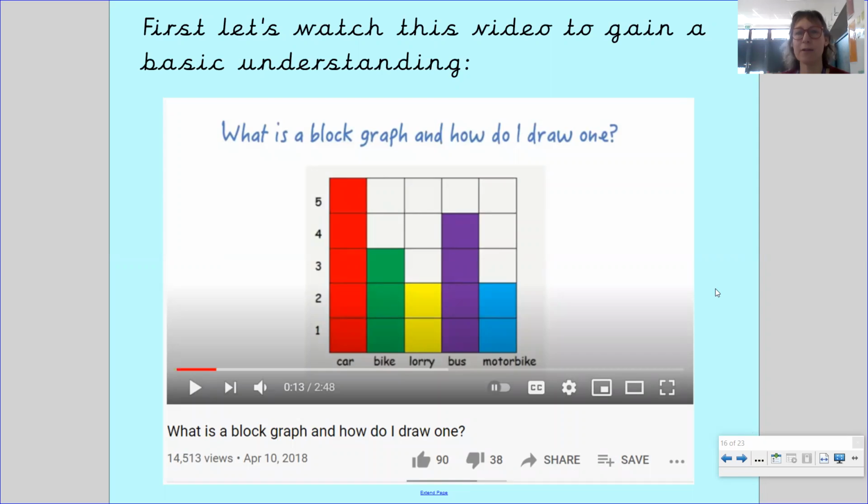So in the playlist below, there is a video that shows you what a block graph is and how to draw one. So if you could pause this video, watch that one, and then come back, that would be fantastic.